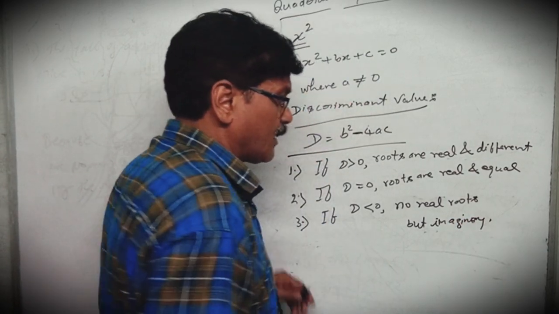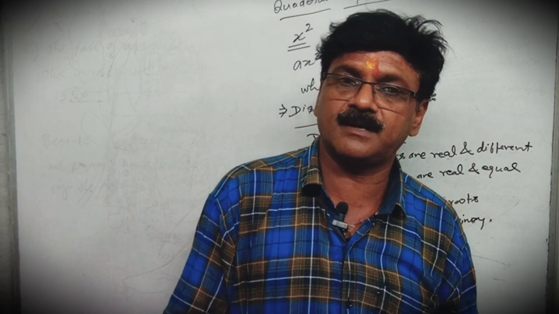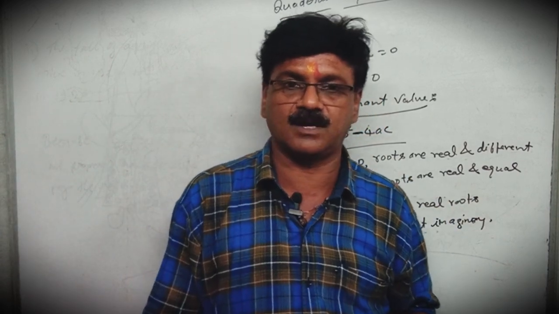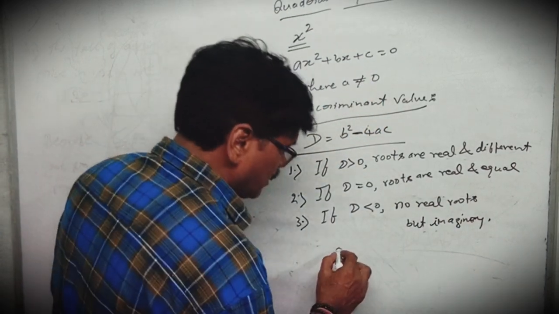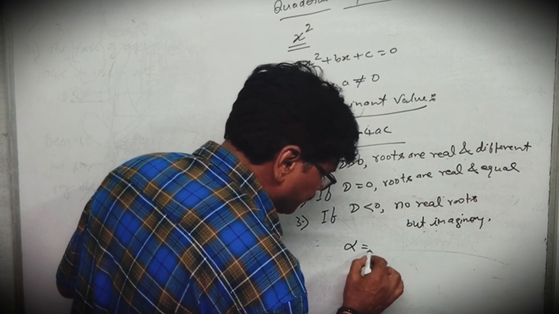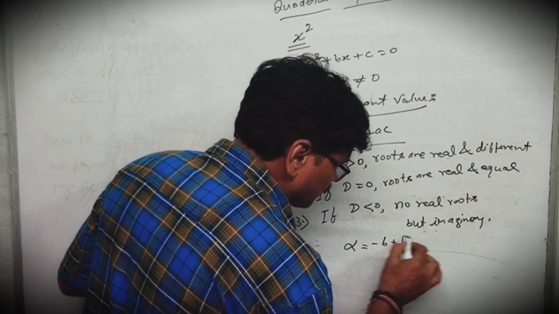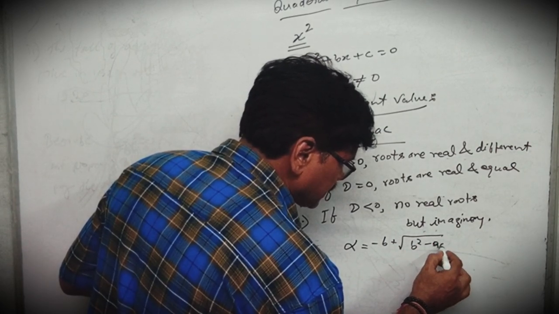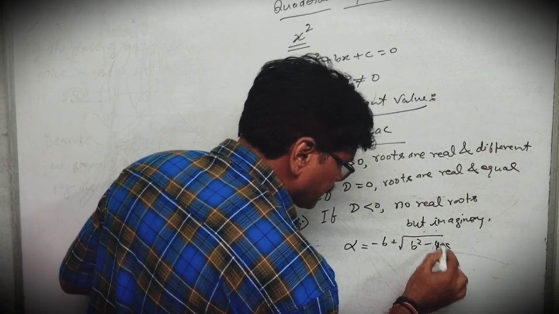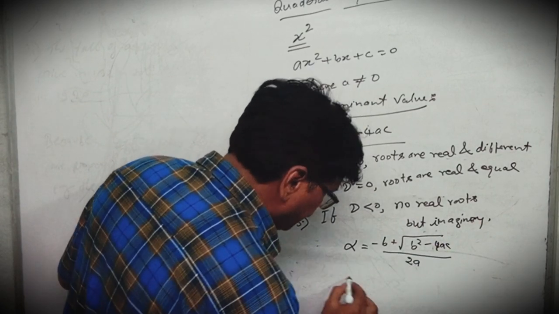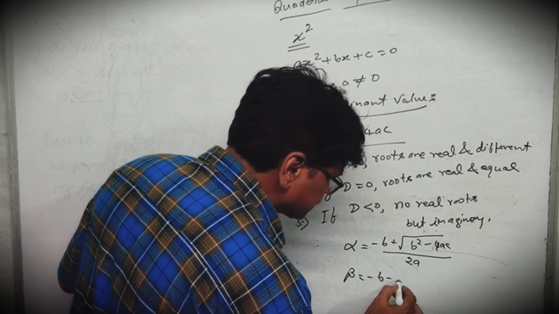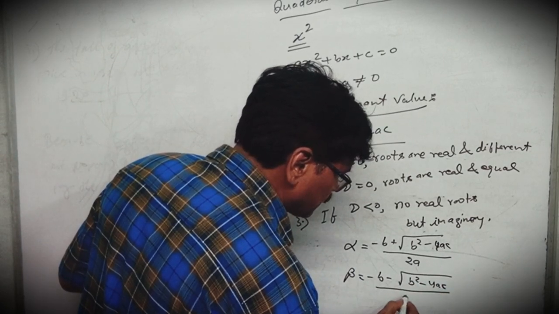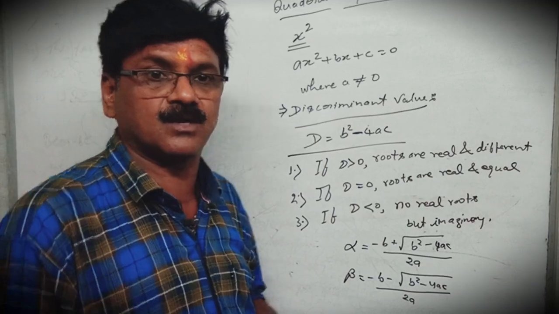These imaginary roots depend upon the quadratic formula, which is the Sridharacharya formula. These values are calculated on the basis of alpha is equal to minus b plus under root b square minus 4ac, upon 2a, and beta is equal to minus b minus under root b square minus 4ac, upon 2a. So these two values are calculated.